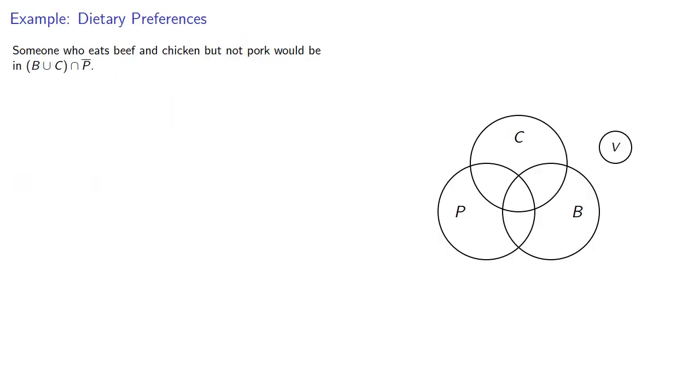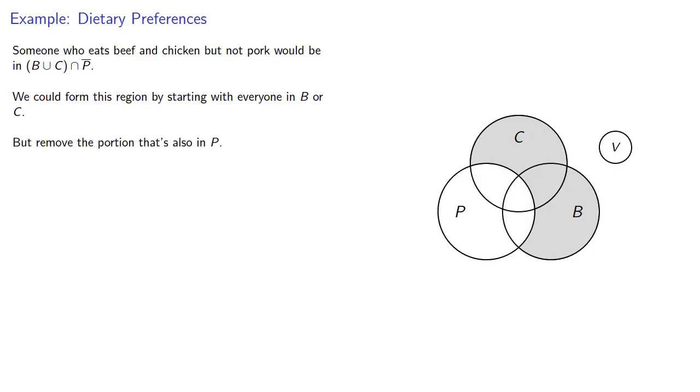Someone who eats beef and chicken but not pork would be in B union C intersect P complement. We could form this region by starting with everyone in B or C, but then remove the portion that's also in P.